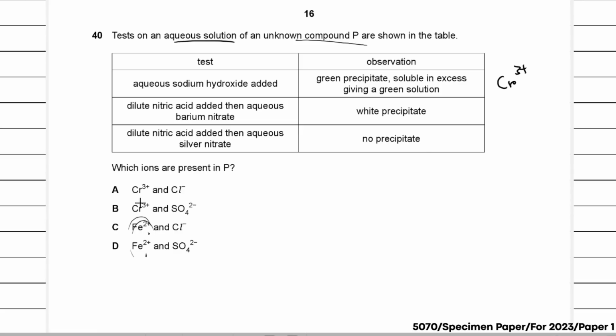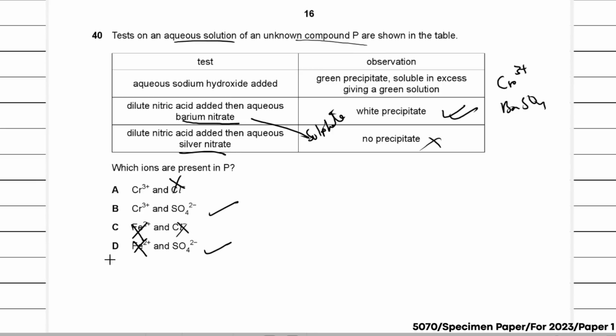Since we have iron and chromium both present, we have to take note of the word dirty with the word green. Dilute nitric acid added to aqueous barium nitrate. So barium means sulfate. No questions asked, sulfate. So yes, we're going to get insoluble barium sulfate. Dilute nitric acid with aqueous silver nitrate, so we have no precipitate formed. And that also confirms that there's no iron in this and no chlorine. So the only answers were D and B, and there is no iron, so the answer is going to be B.